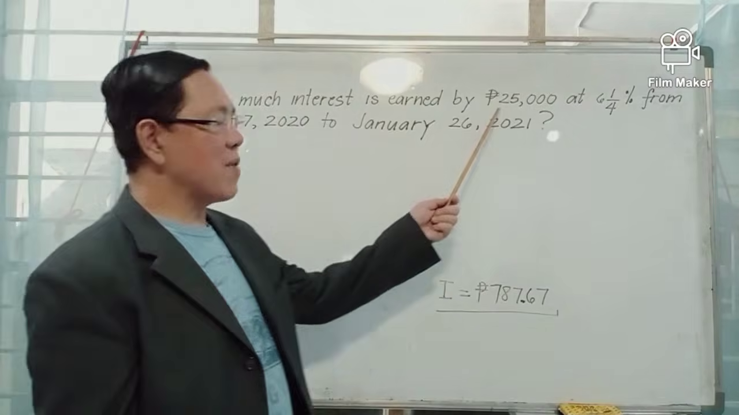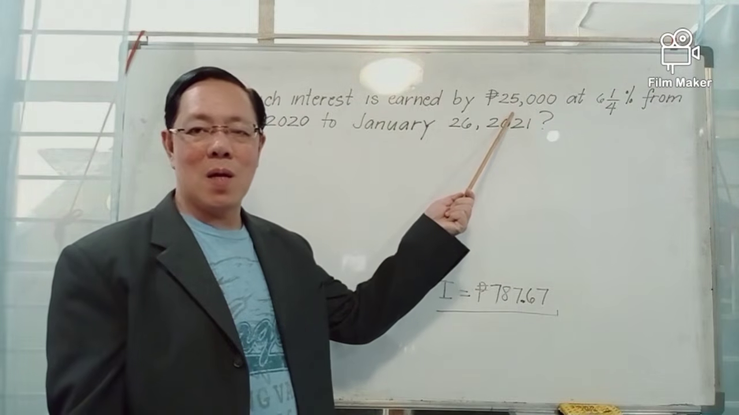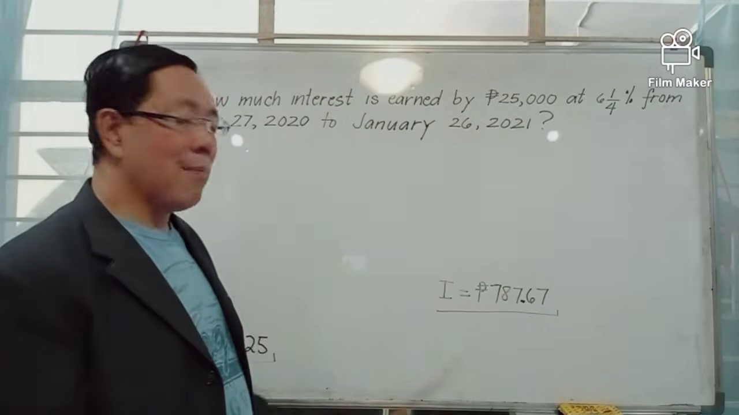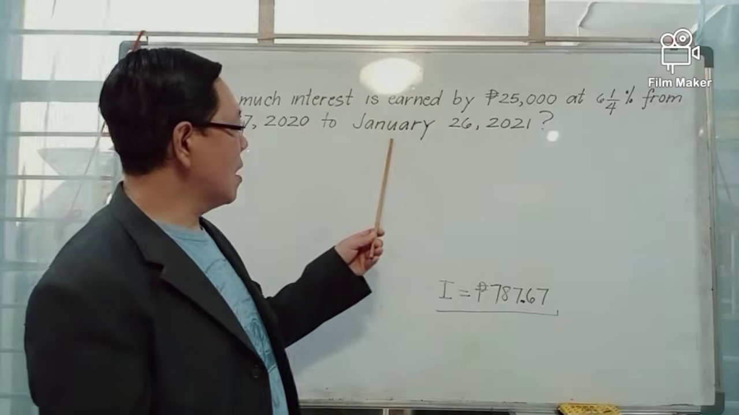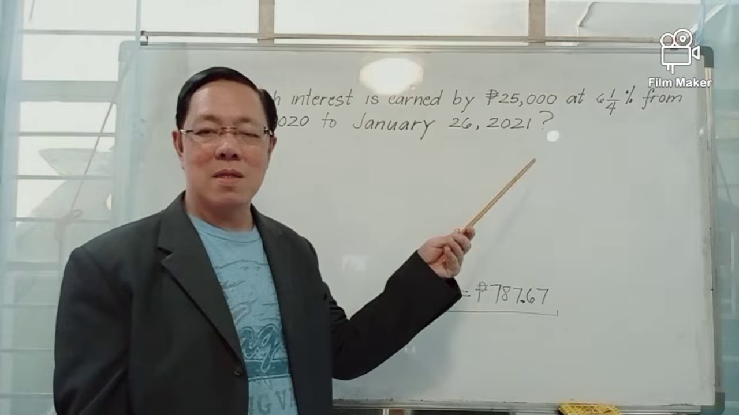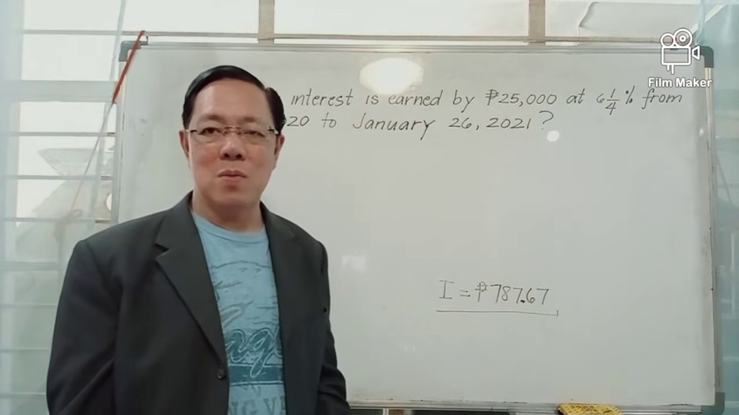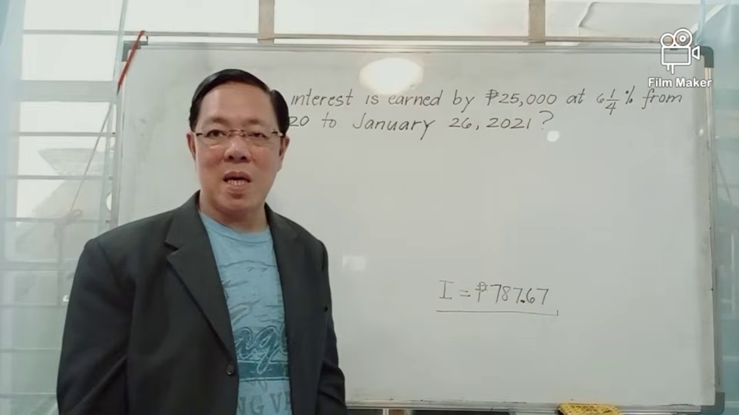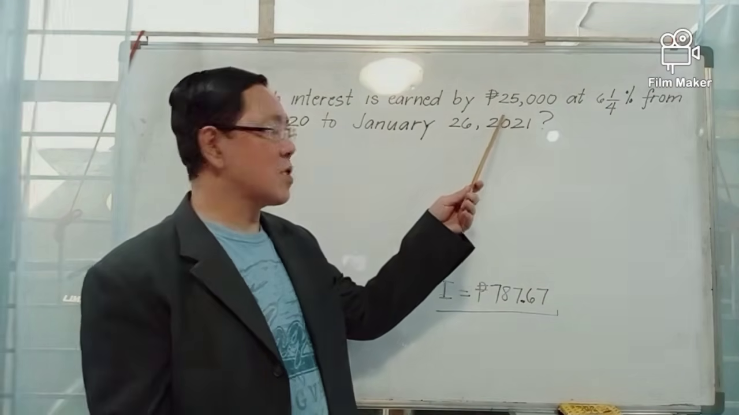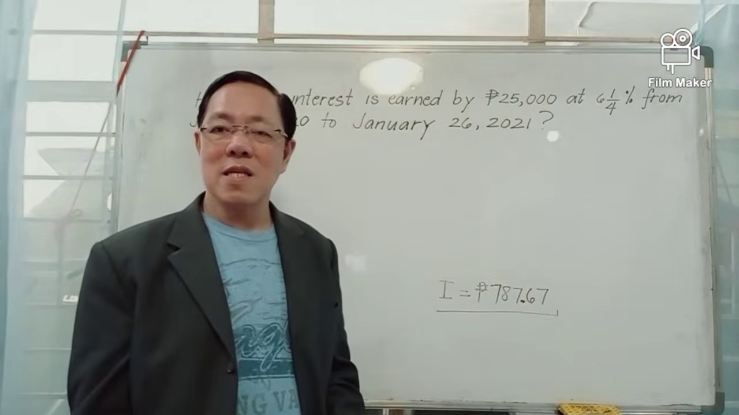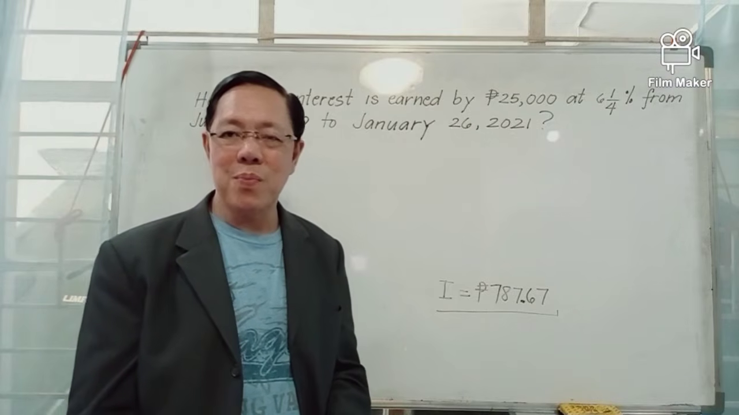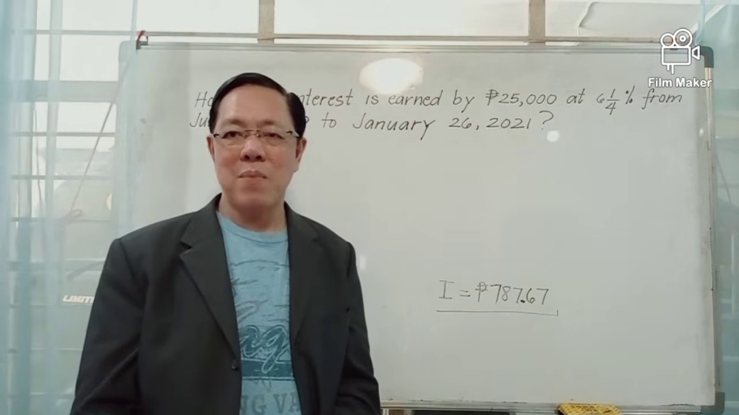If we consider 25,000 pesos as a loan or as money borrowed, the borrower has to pay the amount of interest at the end of January 26, 2021, plus the original amount borrowed. Hence, the total amount to be paid is the interest plus the original amount borrowed, which is the principal. And this sum is known as the total amount or accumulated value of the principal, denoted by capital A.